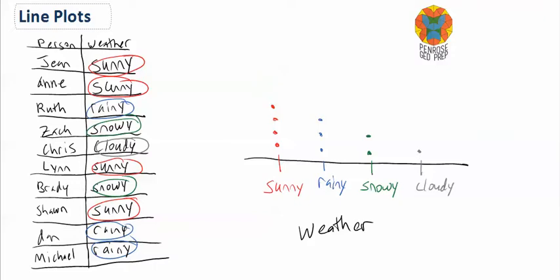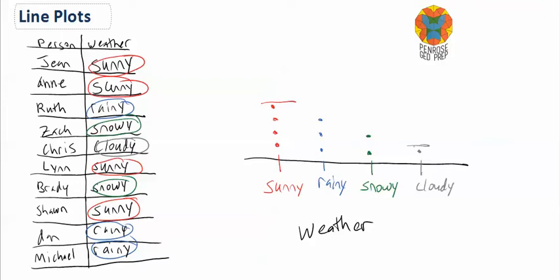So, first we can look, without looking at specific numbers, at which was the most preferred by looking at the vertical height of each column. So we see that sunny has the highest vertical height, which means that sunny was the most preferred type of weather. And then we see that cloudy has the least height, so that is the least preferred type of weather.